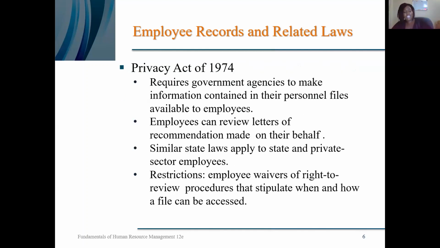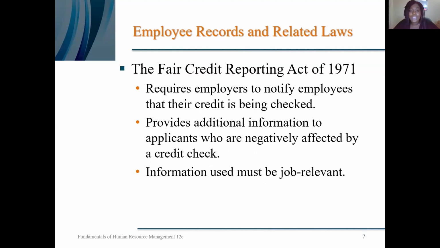Privacy Act. So there's a Privacy Act in the US, and that Privacy Act is of 1974. It requires government agencies to make information contained in their personnel files available to employees. Employees can review letters of recommendation made on their behalf. Similarly, state laws apply to state and private sector employees. So that's not just for government employees, it's also the same for private employees. Restrictions: employee waivers of the right to review, and procedures that stipulate when and how a file can be accessed, right? So the employee has that right.